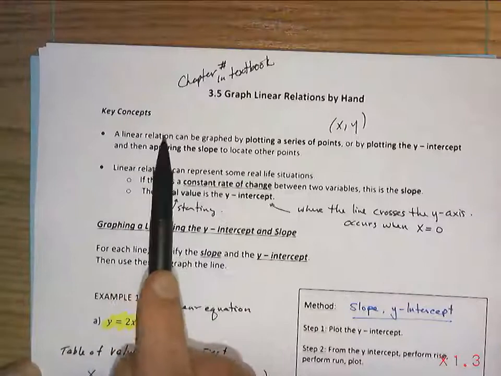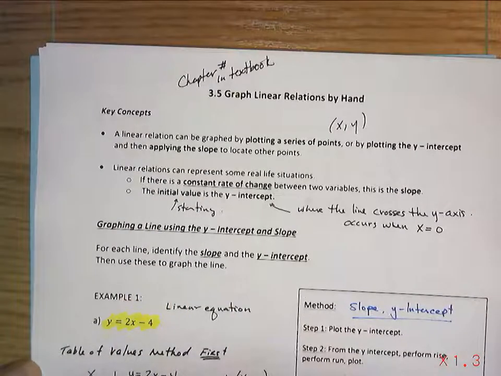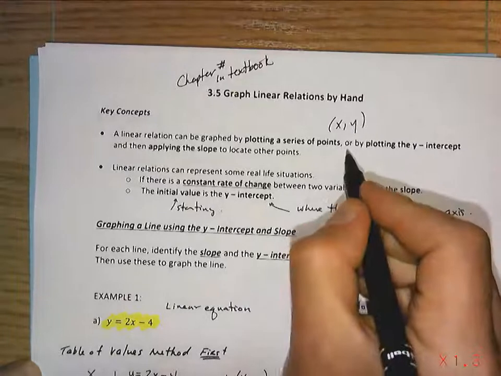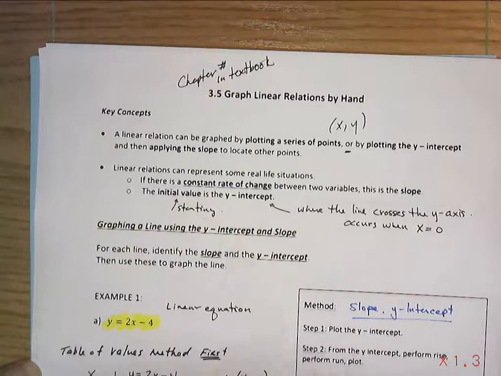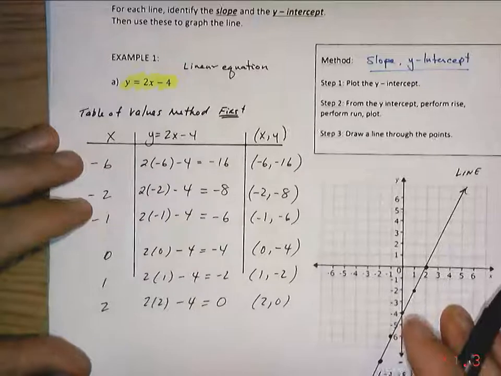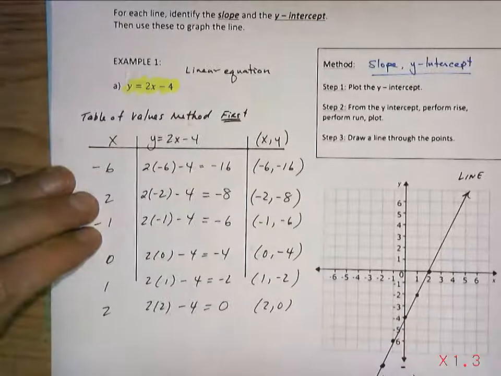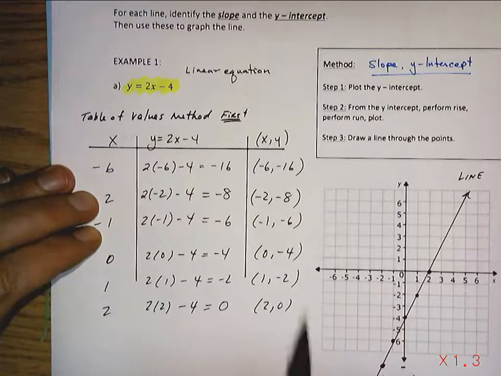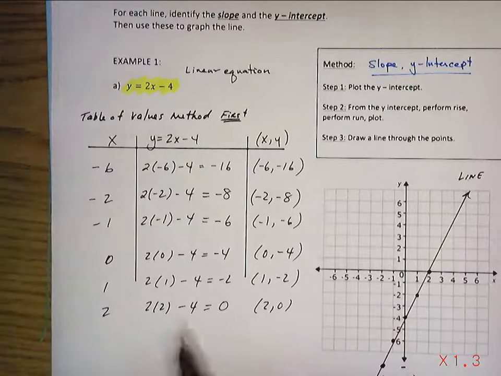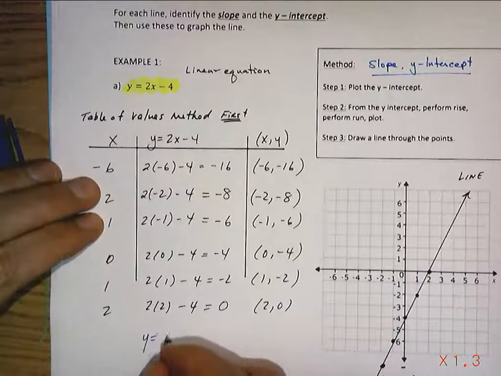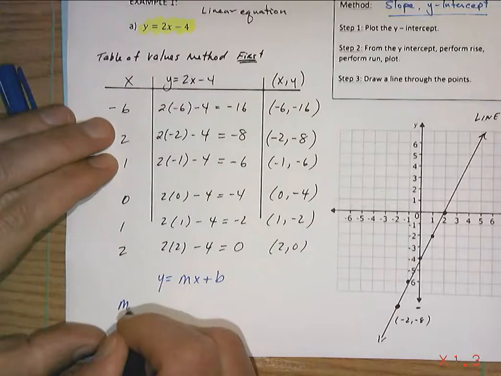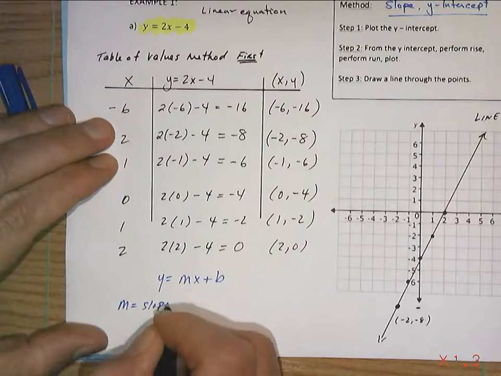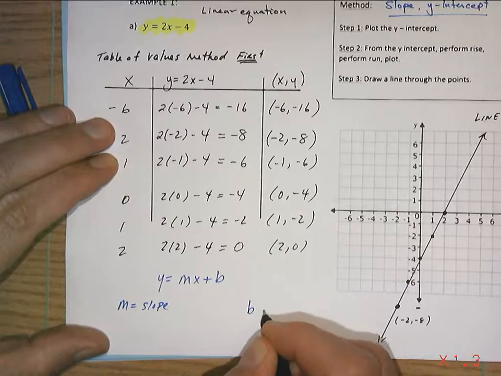It says here, a linear relation can be graphed by plotting a series of points. That's what we did. But it says or, by plotting the y-intercept and then applying the slope. Well, we need to remember from grade 9 when we look at this equation what the y-intercept is and what the slope is. Well, we remember from grade 9 that our equation is given by y equals mx plus b, where m is your slope and b is your y-intercept.